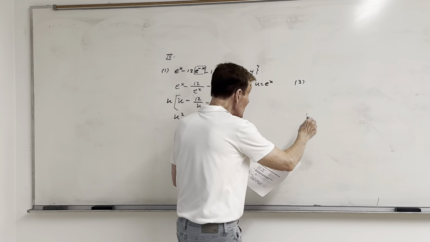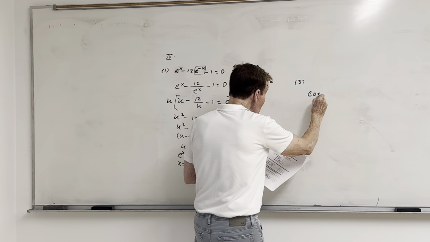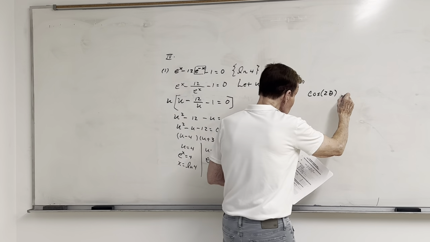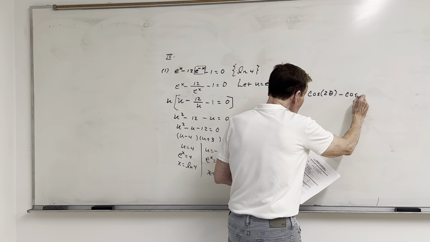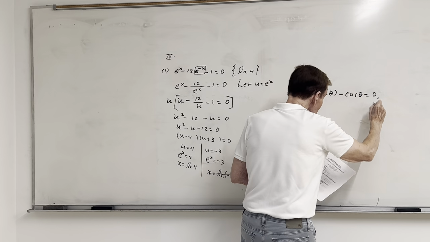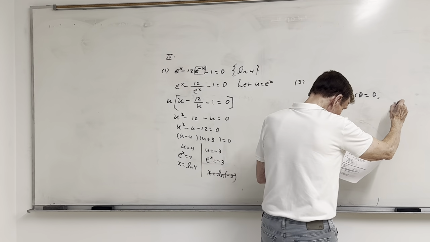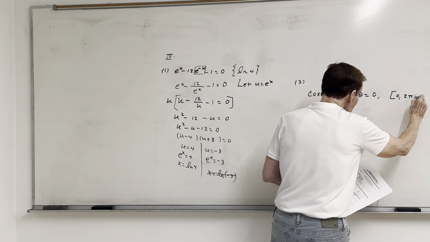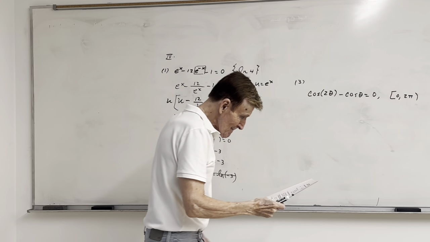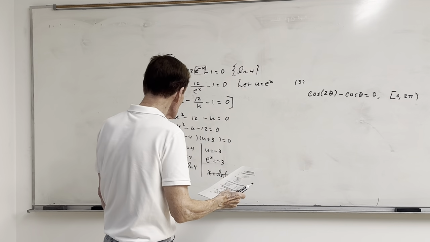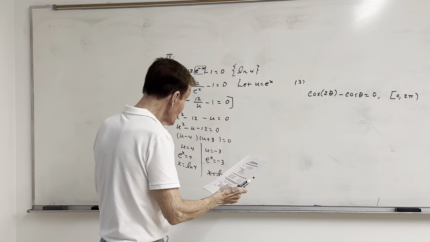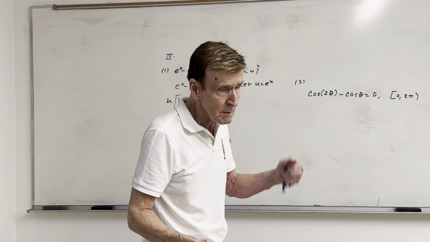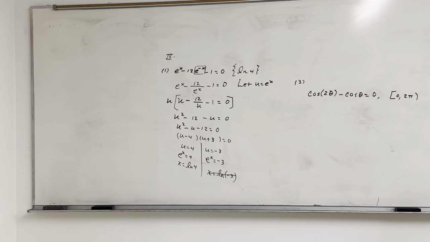Number 3 is cosine double theta, subtract cosine theta, is equal to 0. And I want you to solve this on the interval, looks like it's bracket 0 up to 2 pi. Or did I leave out the log? Okay, I'll come back and pick up the log problem. Let's do the trig first.